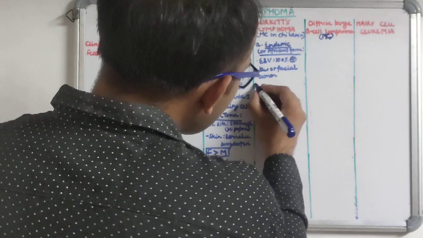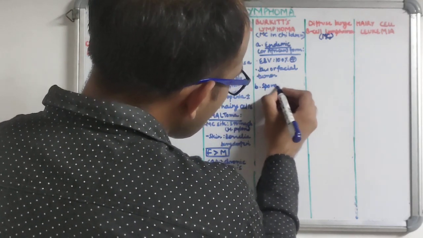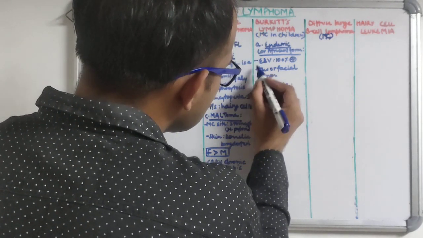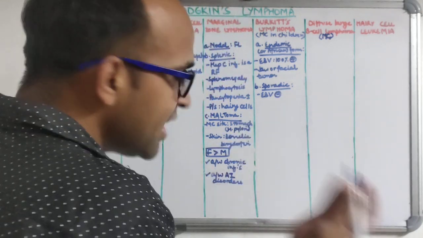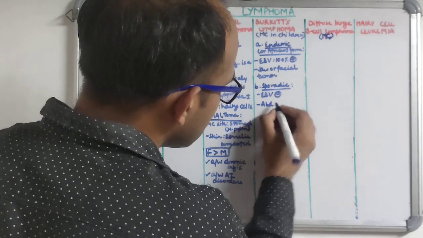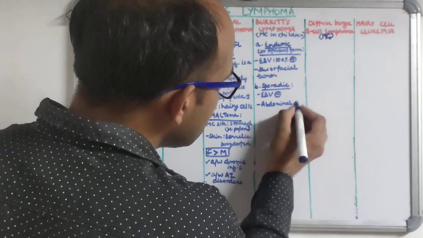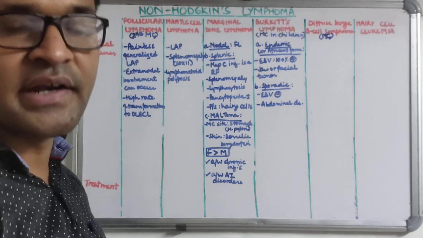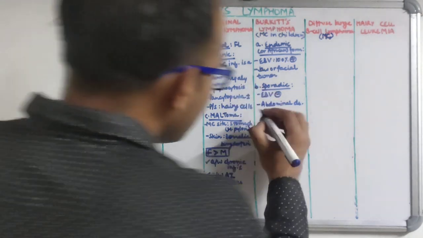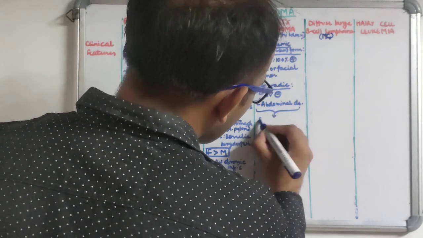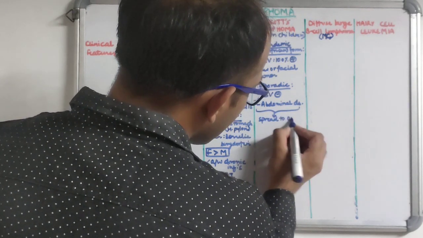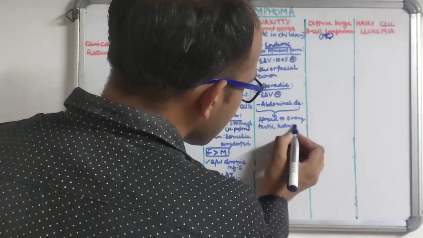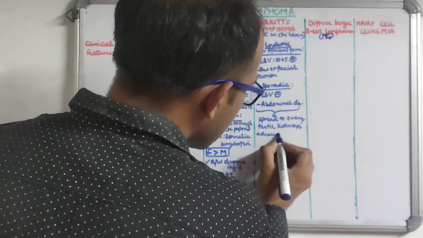Okay, and another variety is sporadic variety, or non-endemic form, what we called as. So they are usually EBV negative, and they usually present with abdominal disease. They usually involve the ileocecum, and there is also ascites. They again spread to kidneys, adrenals, ovary, testes. So both of these varieties spread to ovary, testes, kidneys, adrenals, bone marrow, CNS.